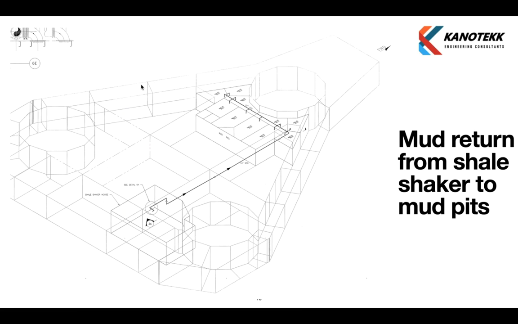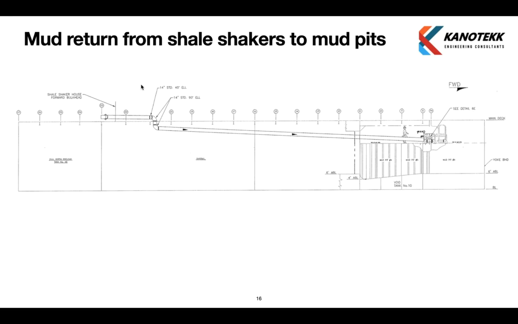Now what we are seeing is the mud return from the shale shaker to the mud pits. Earlier we described in the shale shaker area, the mud processing area, that the mud return will happen from the shale shaker area after processing to the mud pits. This image shows the return line to the mud pits. This is a detailed view. We can see the slope of the line. This line is 14 inch in size. This is the line which comes from the shaker house to the mud pits. There will be a slope, a gradient, which comes to the mud pit.